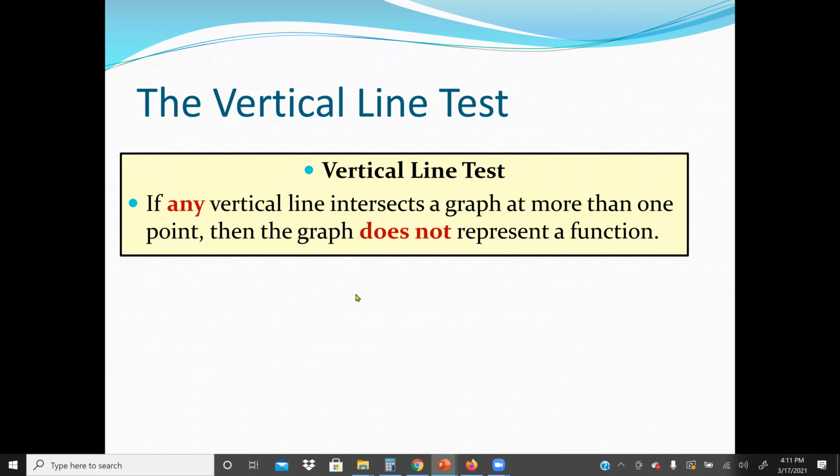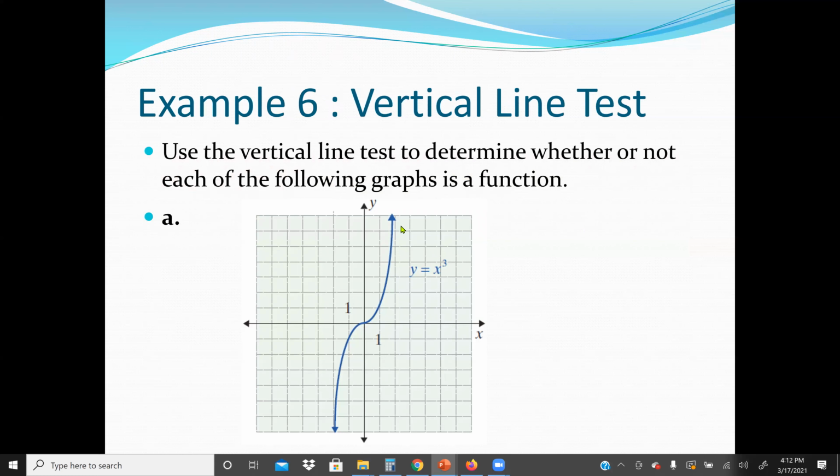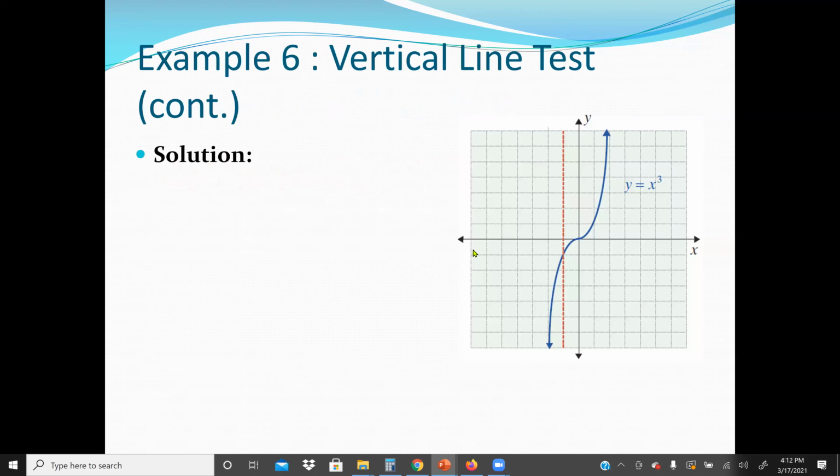So also we can use the vertical line test to test if an expression or algebraic expression is a function. So here we say if any vertical line intersects a graph at more than one point, then the graph is not a function, or the graph does not represent a function. So this is an example. This is a function. We can say the vertical line again touches the function only once. So that's our vertical line. So this is a function. The vertical line touches the function only once at any point on the function.